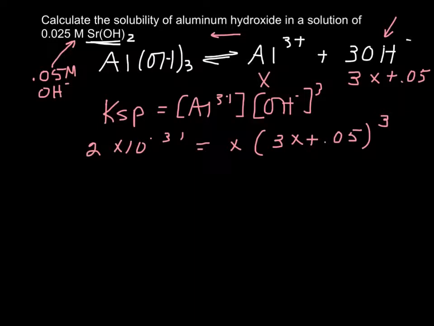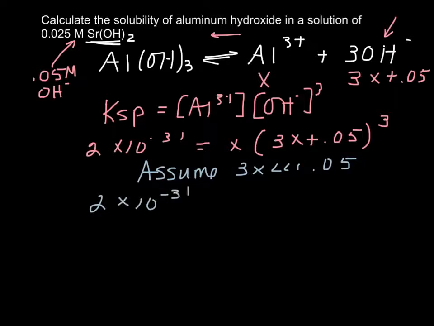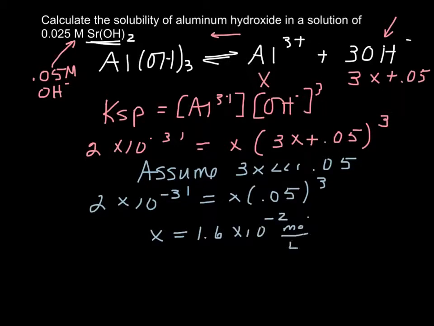So that could be a bit of a nightmare to solve mathematically, except we know that x is tiny, right? So we're going to go ahead and assume that 3x is much smaller than 0.05. You can always make this assumption. There's no 5% rule or anything like that. So this simplifies to 2 times 10 to the minus 31 is x times 0.05 cubed. And if you solve for x, you're going to get 1.6 times 10 to the minus 27 moles per liter. And you may be able to leave it like that.